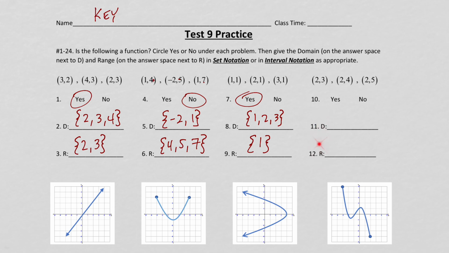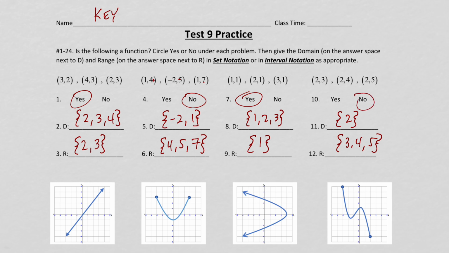Okay, let's do the domain and range first. The domain is the collection of all the x values, so just 2. The range is the collection of all the y values, so 3, 4, and 5. This is not a function because we have a domain value that's paired with multiple range values. So this domain value is paired with a range value of 3. It's also paired with a range value of 4 and 5. So this is not a function.